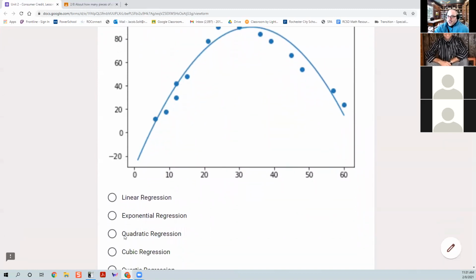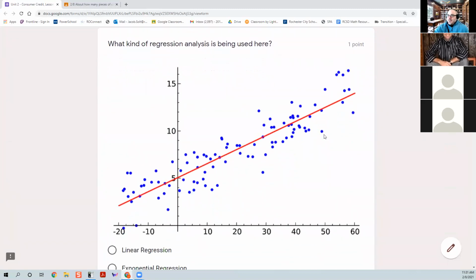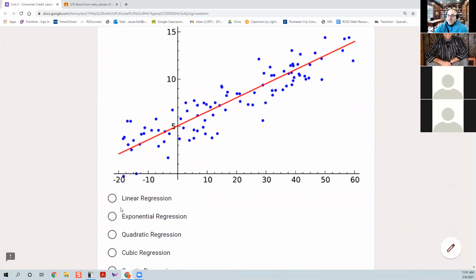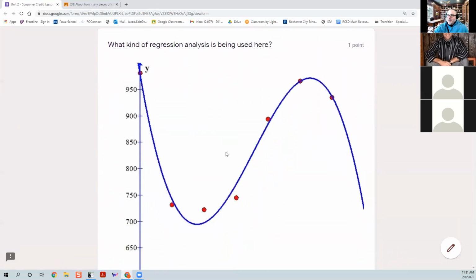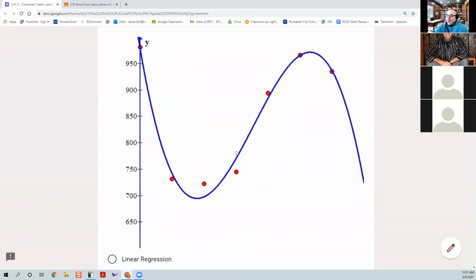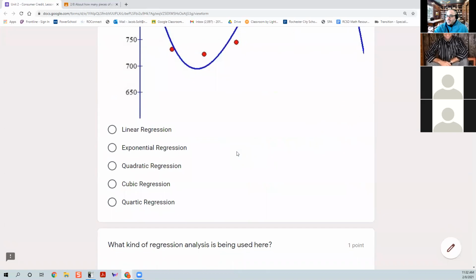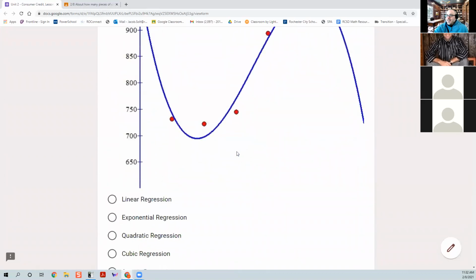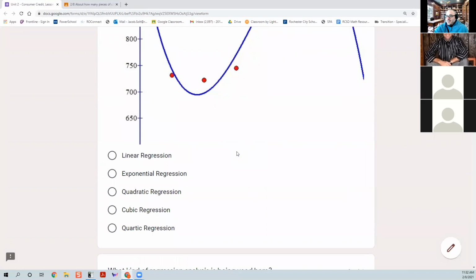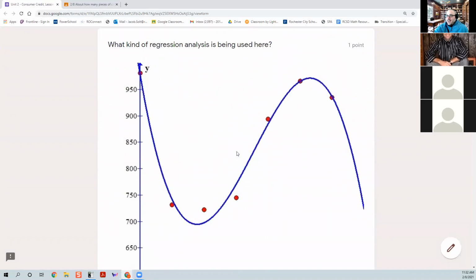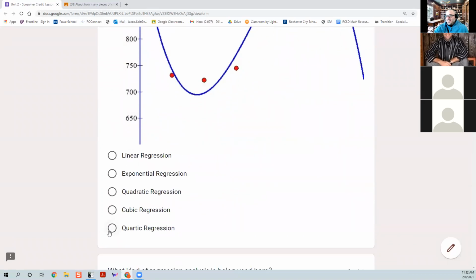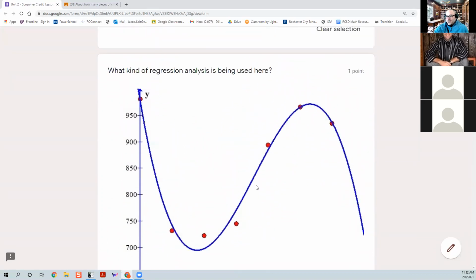Quadratic. Very good. It's a quadratic regression. It's got that quadratic shape. Oh, okay. We got all these little scatter plots. Linear. Too easy, right? Too easy. What about this one? This one is probably quartic, which I don't think I had on the list for you guys to know. This is going to be like a quartic regression.